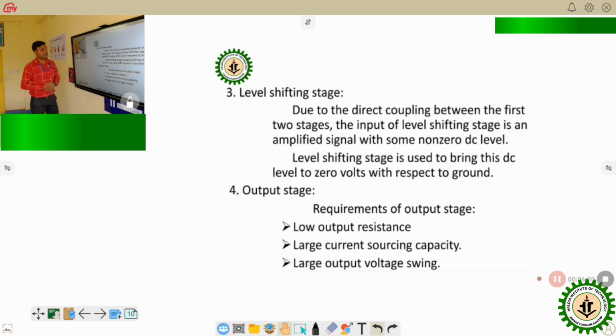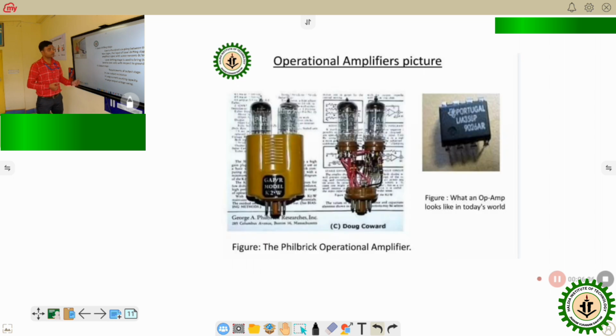And the final stage is the output stage. The output stage must satisfy criteria such as low output resistance, large current sourcing capacity, and large output voltage swing. This is a picture of a very initial op-amp, and now it is modified in IC configuration with an 8-pin IC. That is the evolution from the initial stage to the present state.